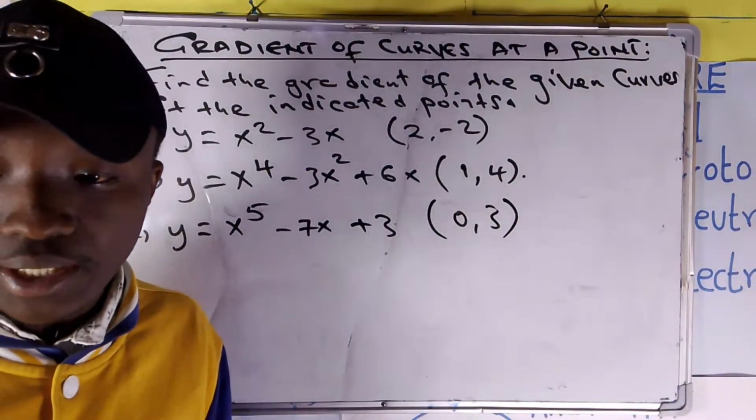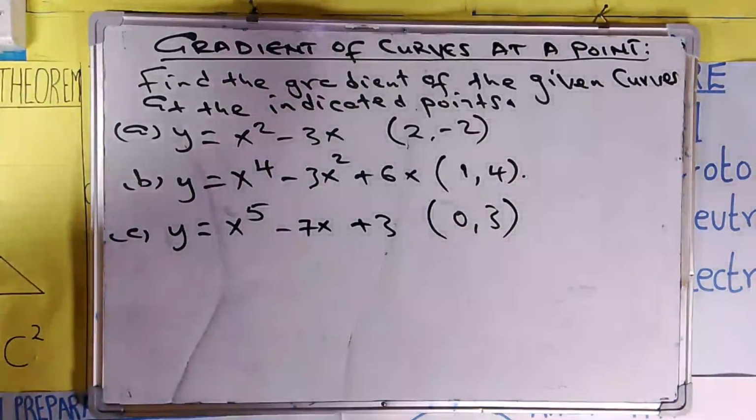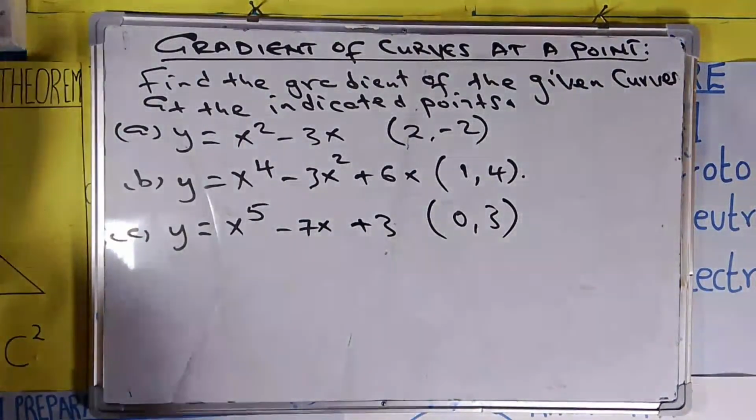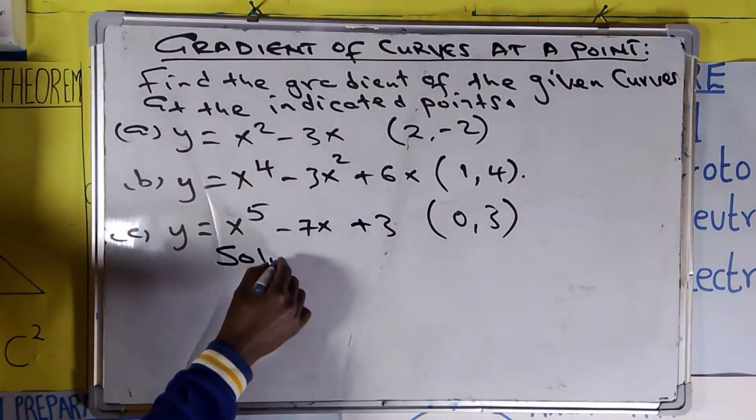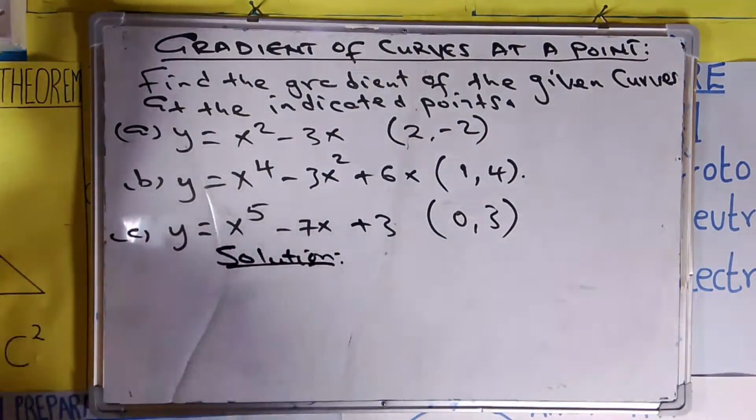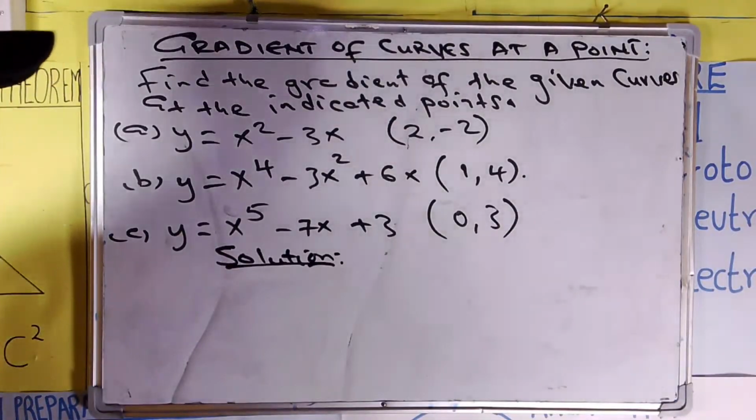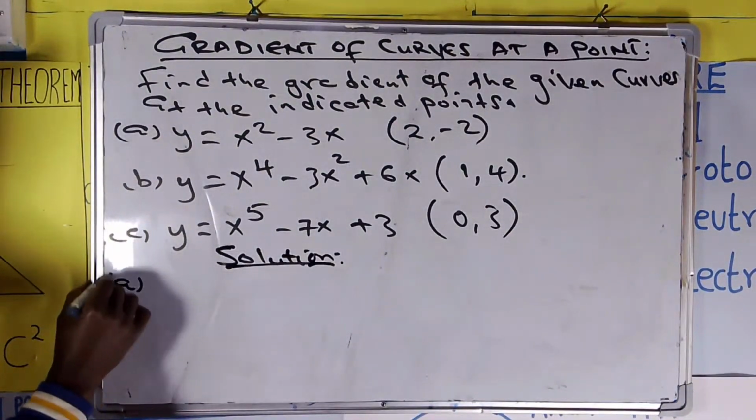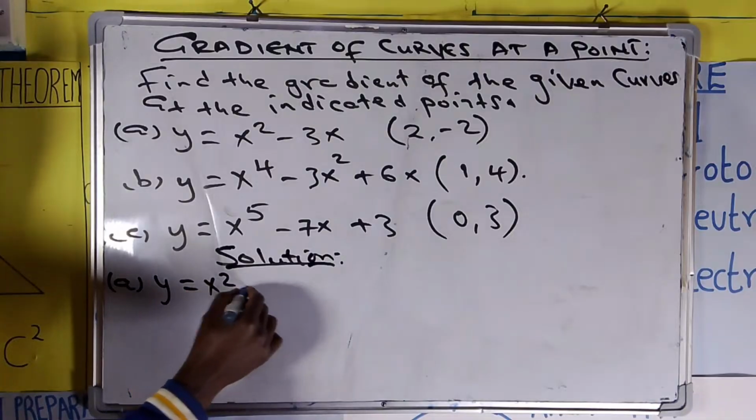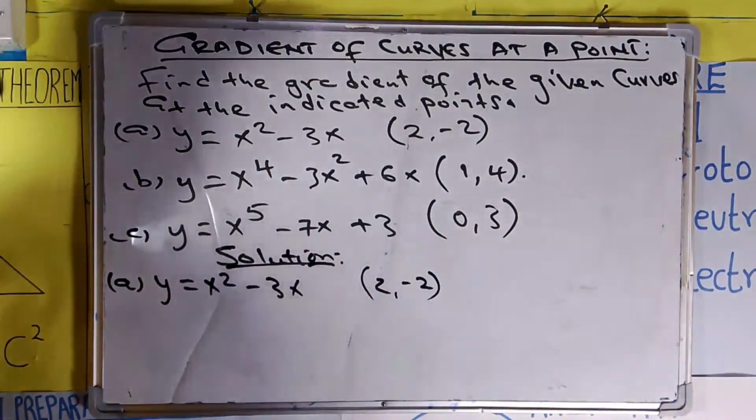and once we have such, what we are going to do is that we will take the first one, a, we want to find the gradient. And what do we do to find the gradient? You must first find the gradient function. You must differentiate. So our a is y is equals to x squared minus 3x, and we want to find the gradient at the point 2, negative 2.